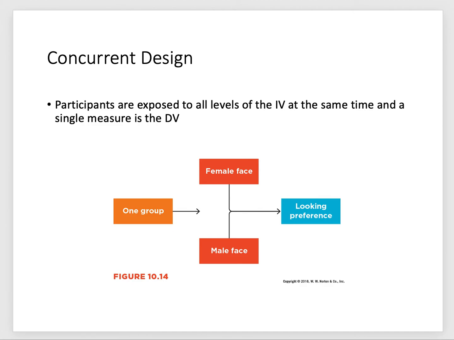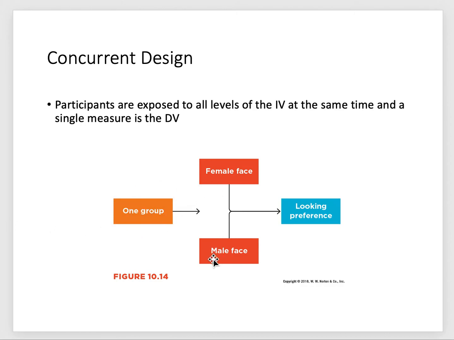A concurrent design is where all conditions of the independent variable are presented at the same time, and there's a single measure of the dependent variable, or the outcome. So we use concurrent designs a lot of times in infants. Some of you may be familiar with this method of determining infant preferences by how long they look at something. This example refers to that: we have all the infants in one group.